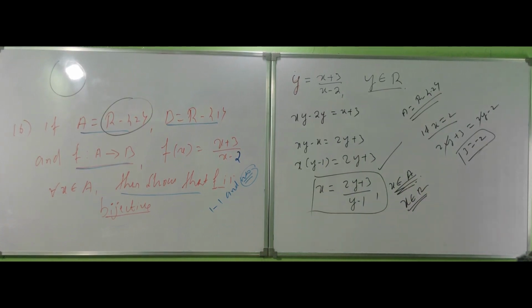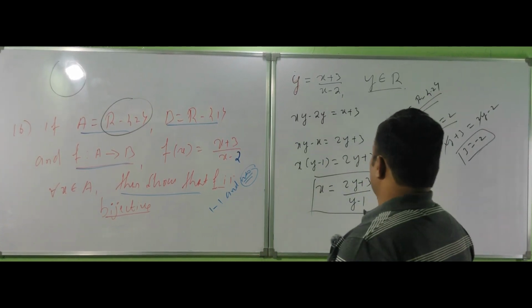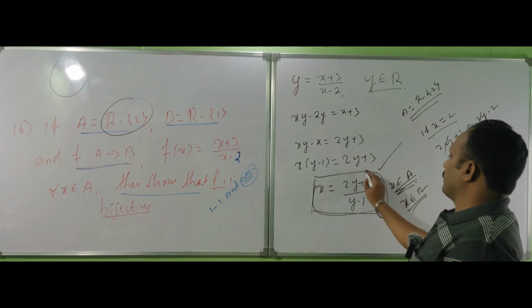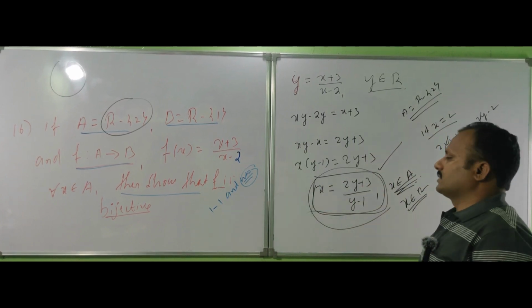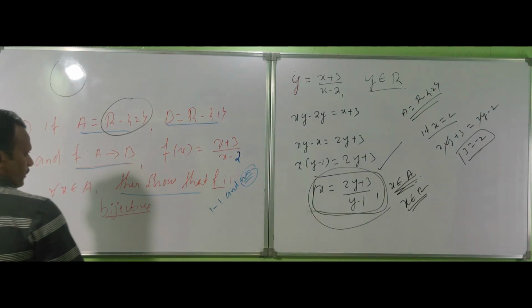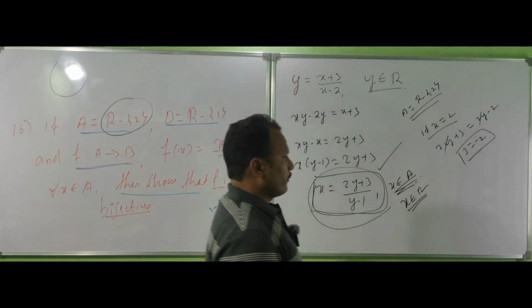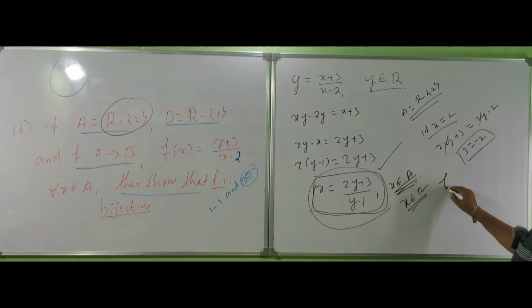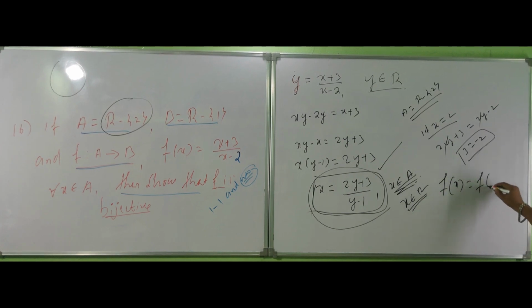Therefore, another one. This is the form and you got. If you got this type of equations, obviously you can tell f is an onto function. So we can prove f of x is equal to, we can write, f of 2y plus 3 divided by y minus 1.